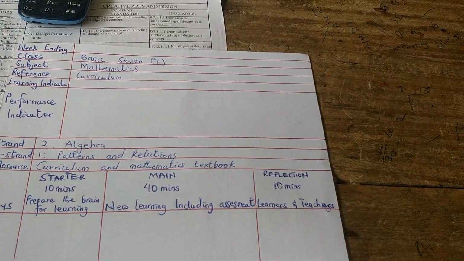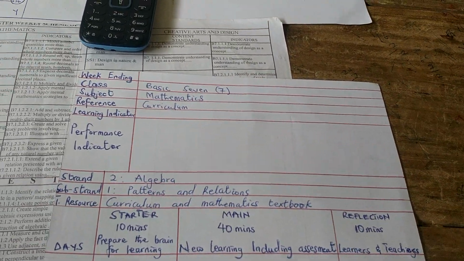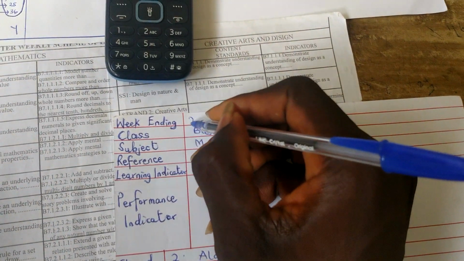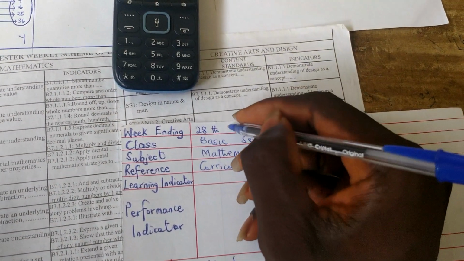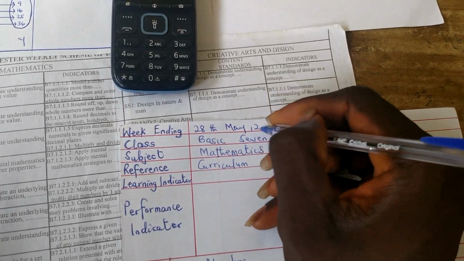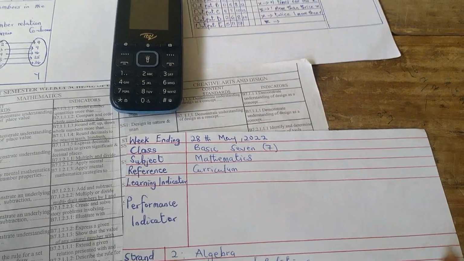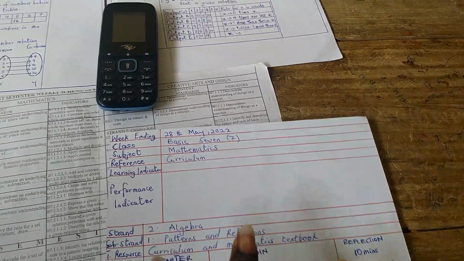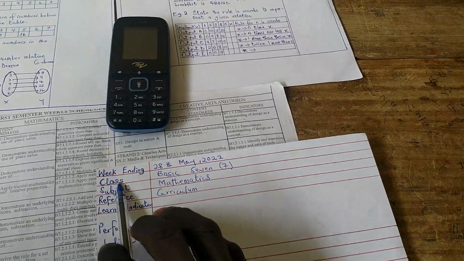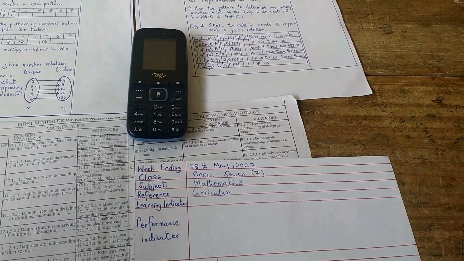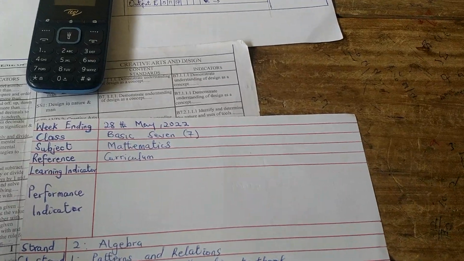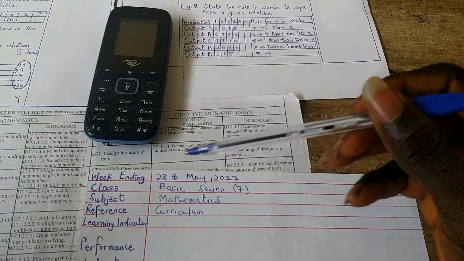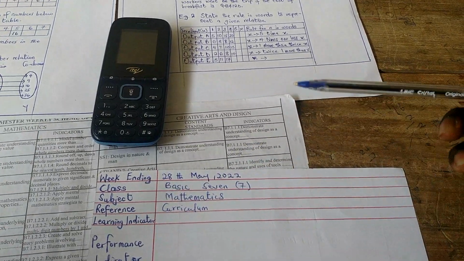So if that Friday will be, let's say, 28th May, then you write week ending, we are just going to write 28th May 2022. What it means is that at the end of that week, we will be done teaching whatever we are about to write here. Then we have class, and for the class you just write the class you are going to teach. So you are going to teach Basic 7. So the class is Basic 7. Then we have the subject, which of course is mathematics.